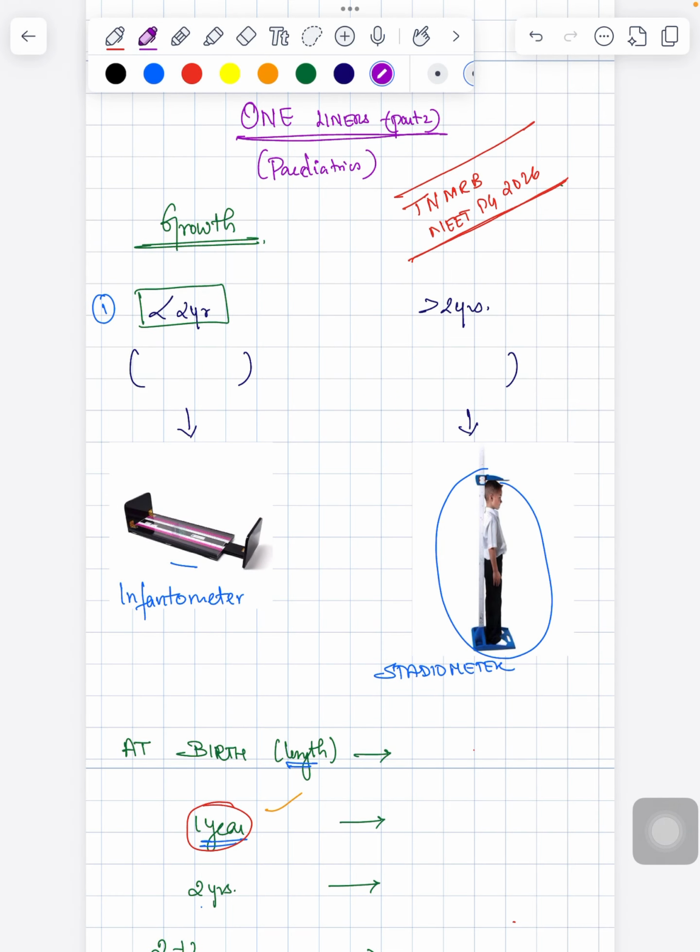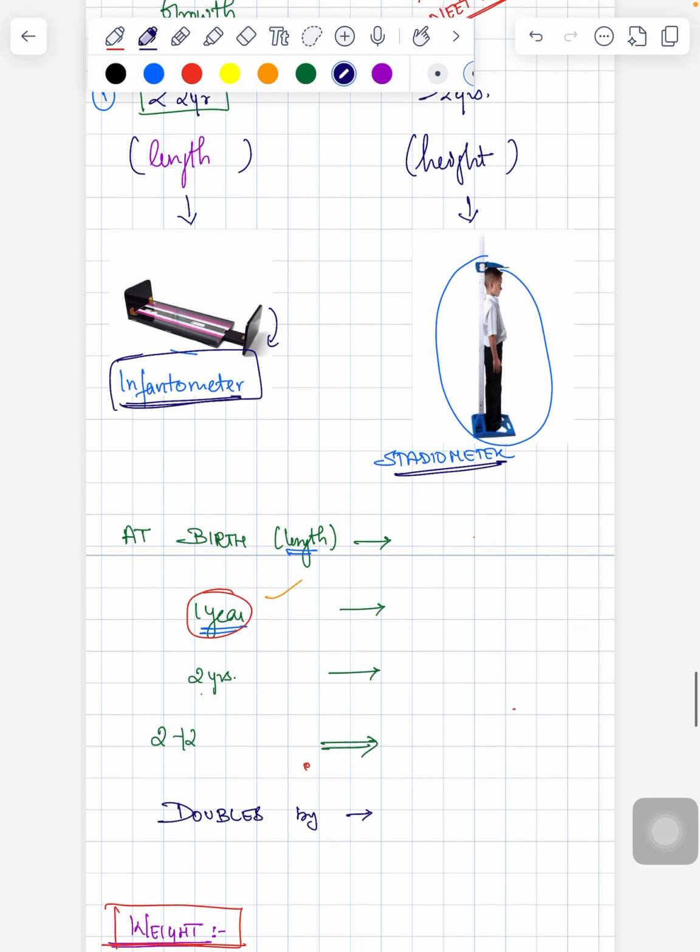Yes, if the child is less than 2 years, we measure what is called length, okay? And if the child is more than 2 years of age, you measure it as height. Your length is measured in an infantometer. This picture or diagram here is your infantometer. This one here is your stadiometer. You measure height of the child, if the child is more than 2 years of age, in a stadiometer. Less than 2 years, it is called length, and you measure it in an infantometer.